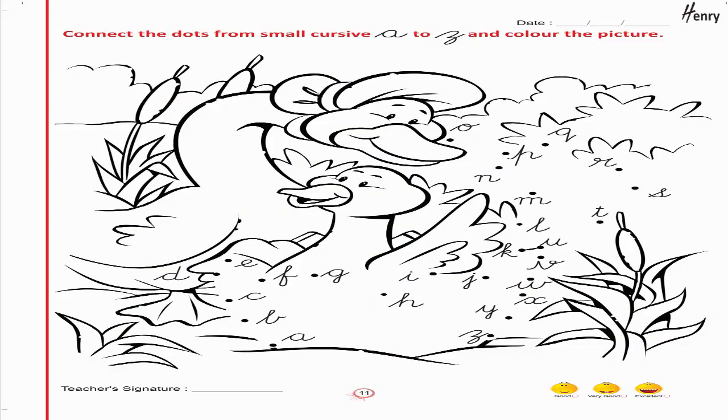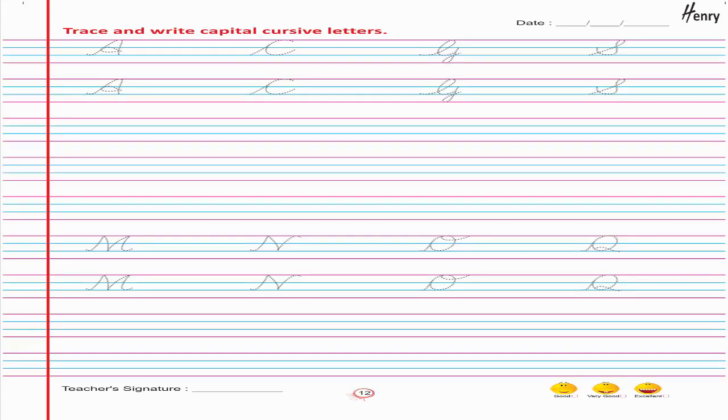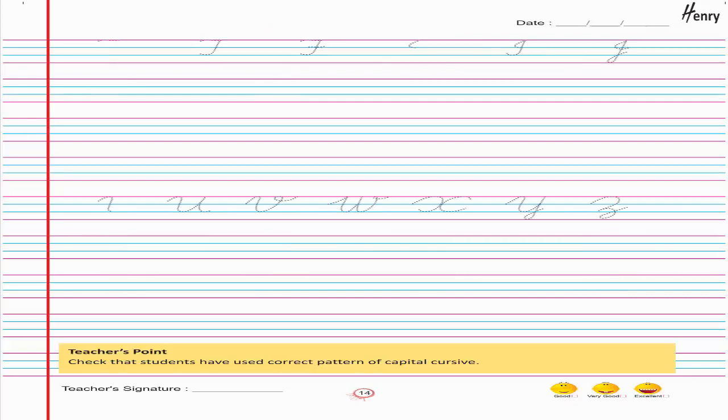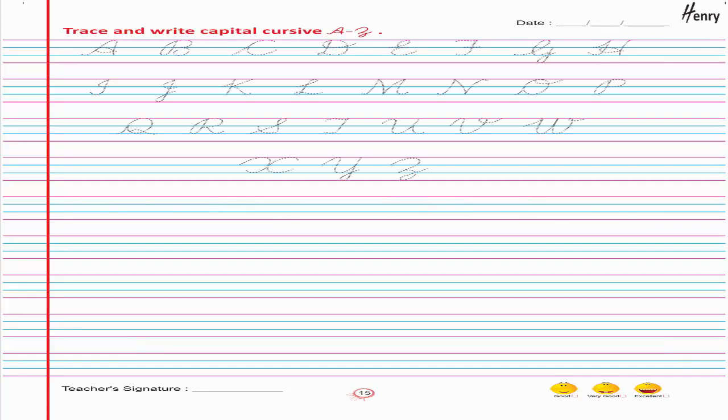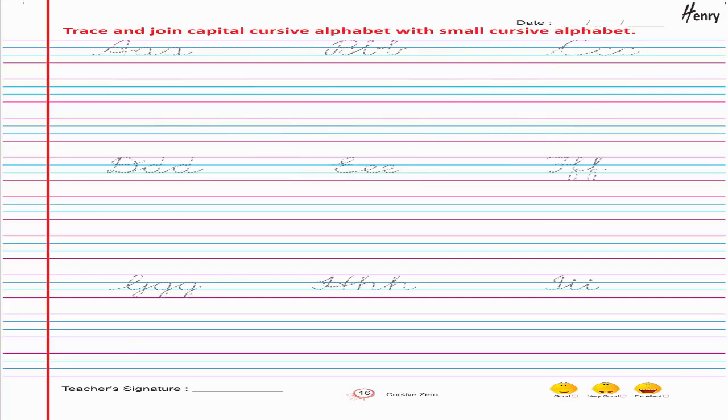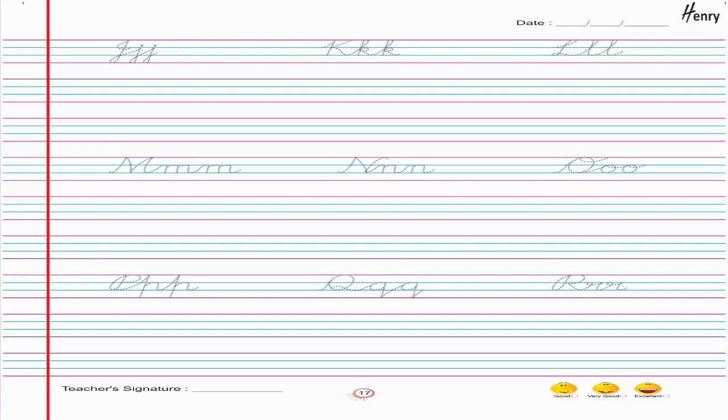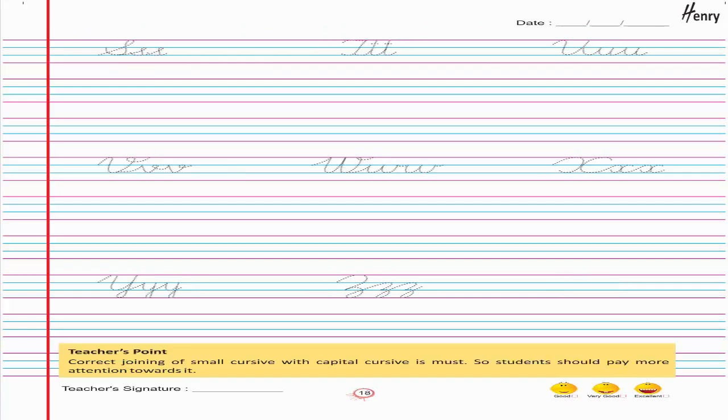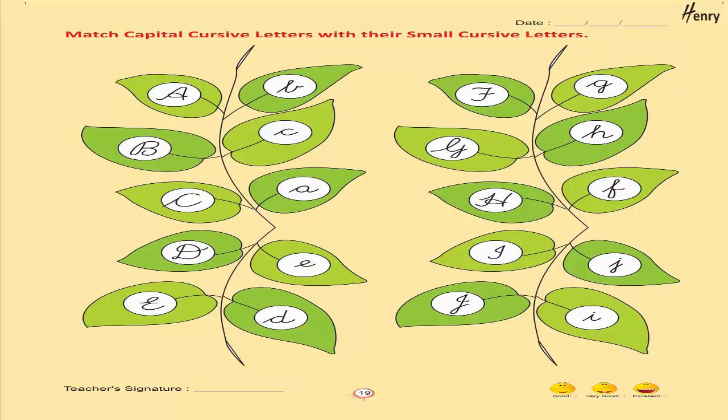Connect the dots from small cursive A to Z and color the picture. Trace and write capital cursive letters. Trace and write capital cursive A to Z. Trace and join capital cursive alphabet with small cursive alphabet. Match capital cursive letters with their small cursive letters.